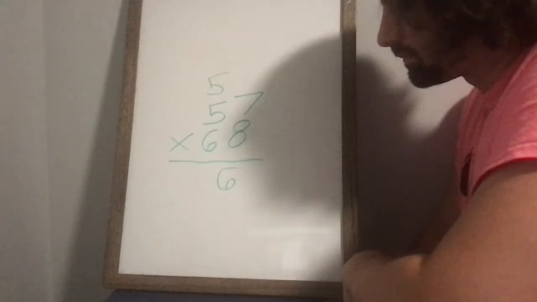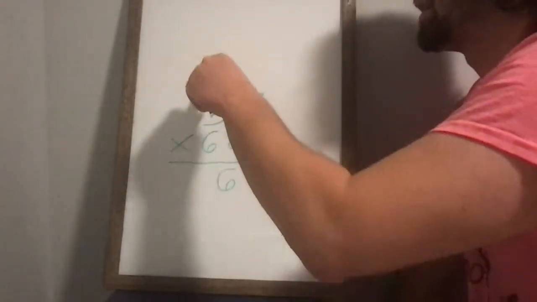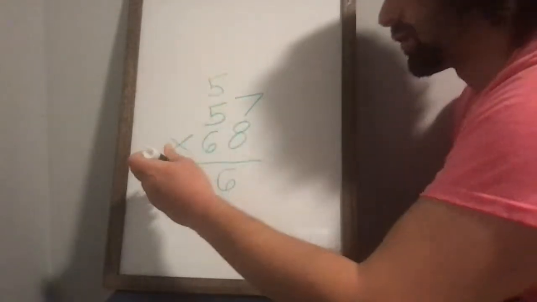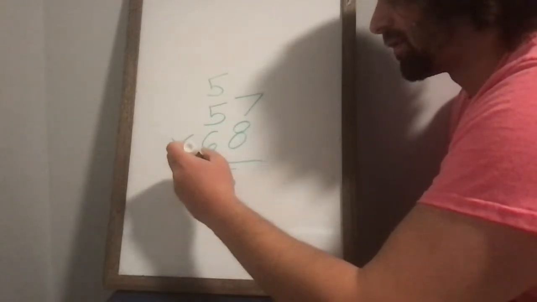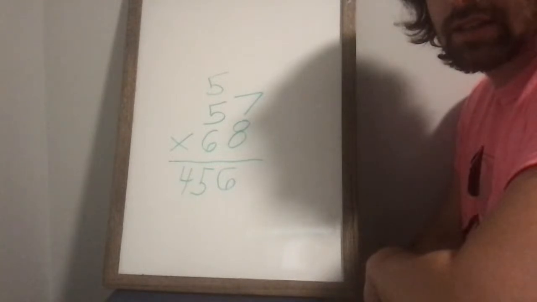All right. Now the digit in the tens place times the digit in the ones place. 5 times 8 equals 40. Plus 5 equals 45. So I'm going to write 45 in front of the 6. And we have 456.